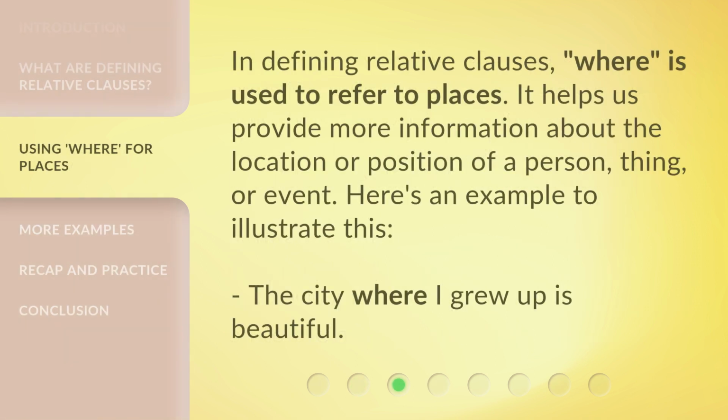In defining relative clauses, where is used to refer to places. It helps us provide more information about the location or position of a person, thing, or event. Here's an example to illustrate this. The city where I grew up is beautiful.